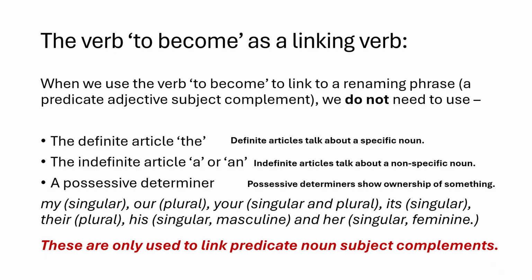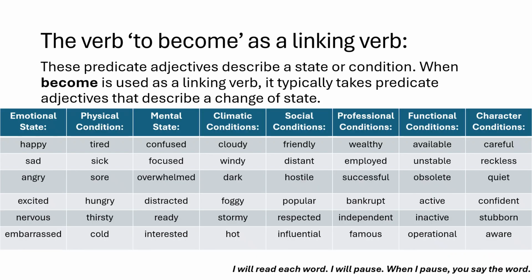When we use the verb to become to link to a renaming phrase or a predicate adjective subject complement, we do not use the definite article the, the indefinite article a or an, or a possessive determiner. These are only used to link to predicate noun subject complements. An adjective describes a person, animal, place, or thing. When become is used as a linking verb, it typically takes predicate adjectives that describe a change of state.